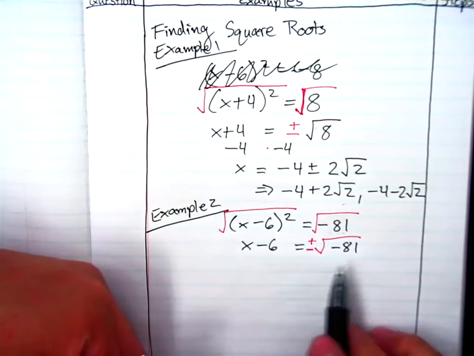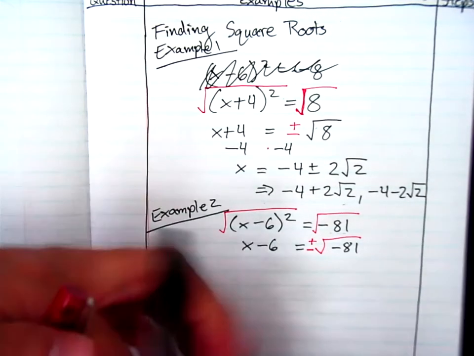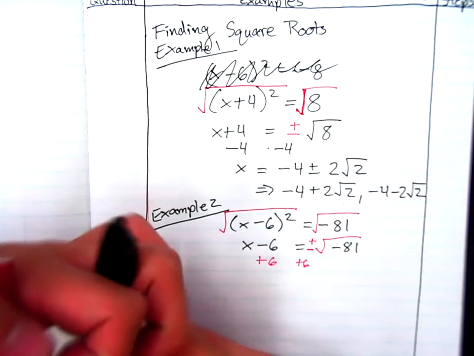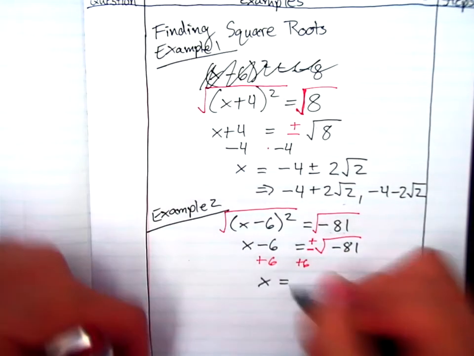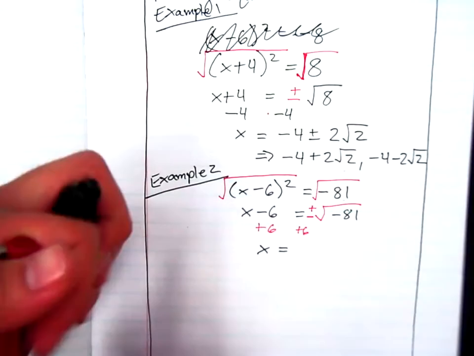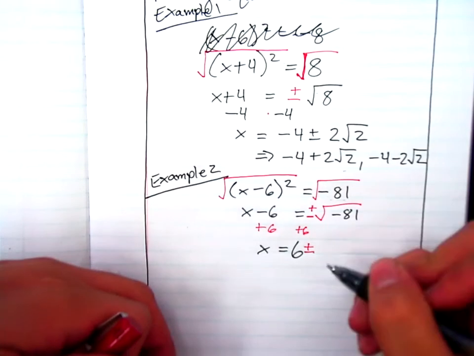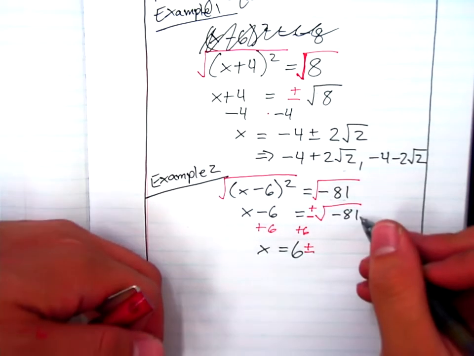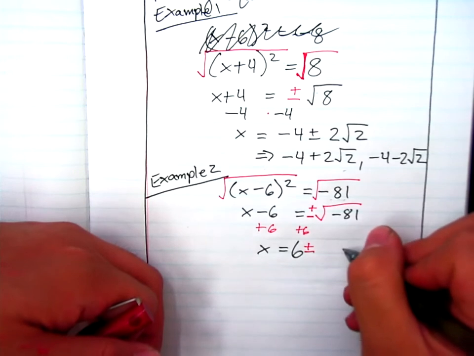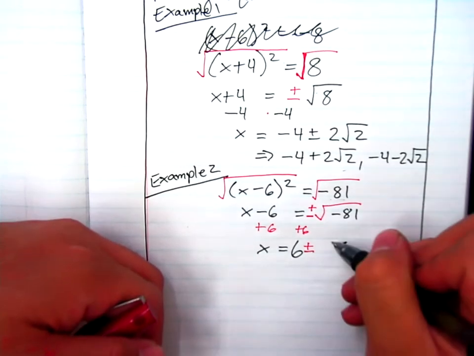Okay. So at this point, you want to go ahead and simplify this one, but you also want to make sure that you add that 6 to both sides. So here I'm going to get x equals 2 different answers. I have plus or minus, so 6 plus or minus square root of negative 81. We know that by taking the square root of a negative number, we'll end up having an i, and thankfully the square root of 81 is just 9.